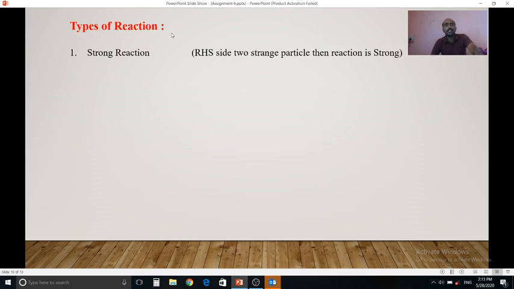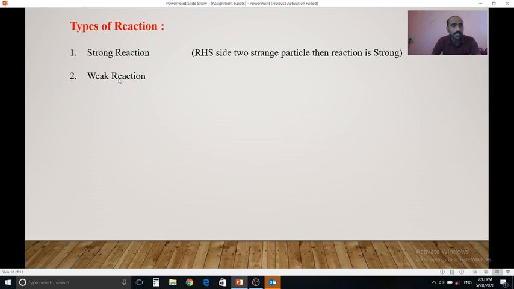Type of reaction. In elementary particles, there are a number of types of reaction. The first one is the strong reaction. How do we decide whether the given reaction is a strong reaction? If in the given reaction the RHS has 2 strange particles, then this reaction is called a strong reaction.